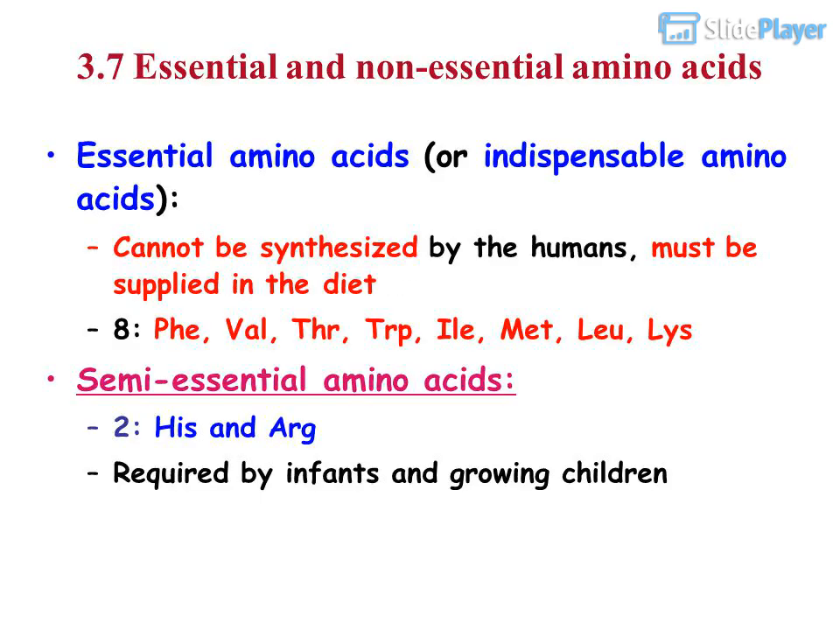3.7 Essential and non-essential amino acids. Essential amino acids, or indispensable amino acids, cannot be synthesized by humans and must be supplied in the diet. There are 8: Phe, Val, Thr, Trp, Ile, Met, Leu, Lys. Semi-essential amino acids, 2: His and Arg, are required by infants and growing children.